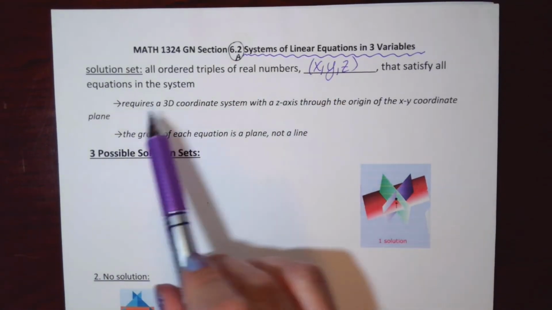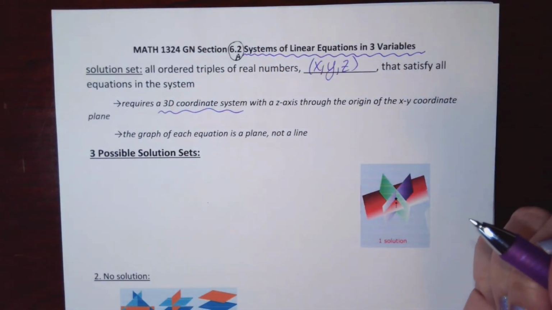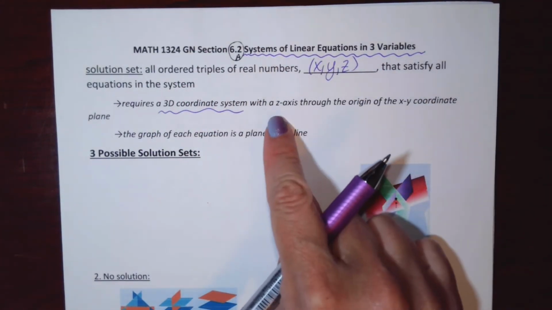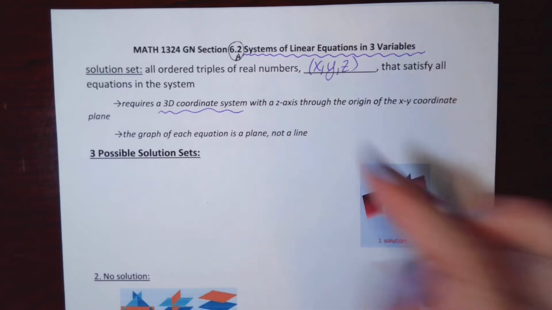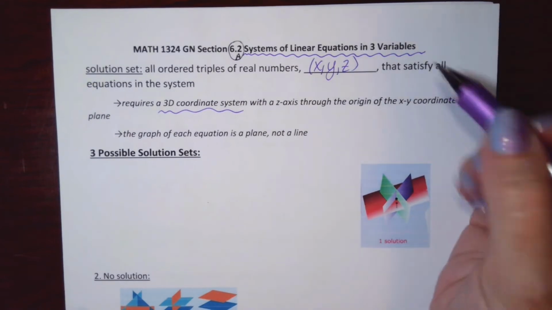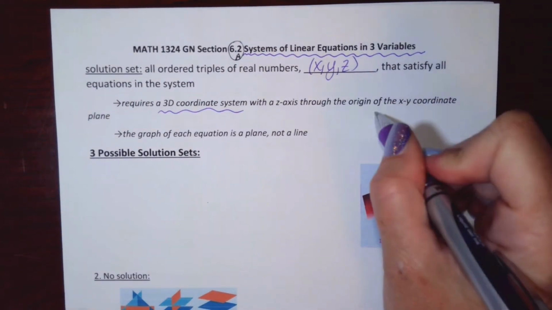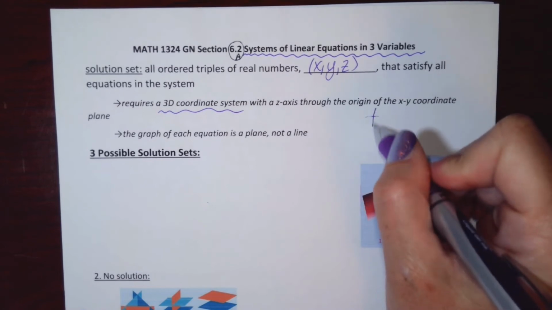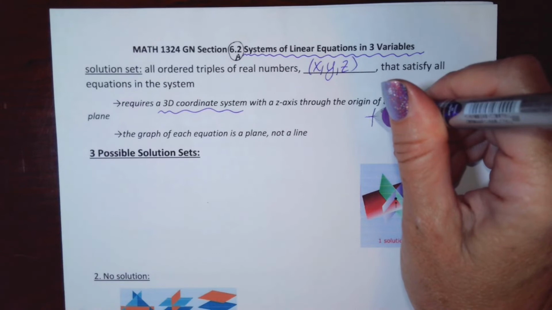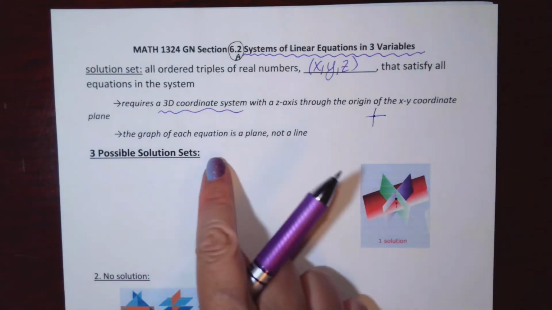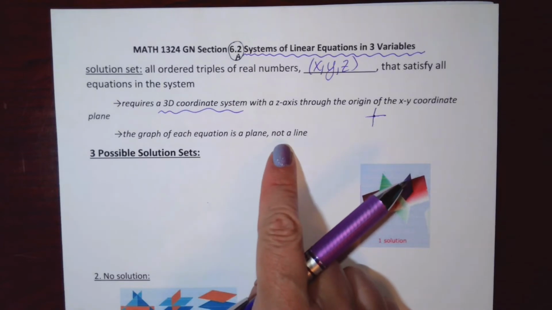If you have three variables, you need a 3D coordinate system. We talked about this in section 6.1. The z-axis is going to go through the origin, and it's going to be perpendicular to the xy coordinate plane. I can't draw that, but think of, you've got your xy coordinate plane, 2 dimensions, length and width, and you've got your z-axis perpendicular to that heading through the origin. The graph of each equation is going to be a plane, like a sheet of paper, not a line.